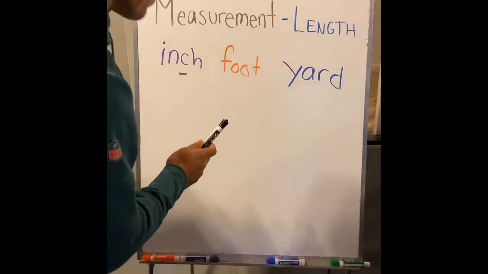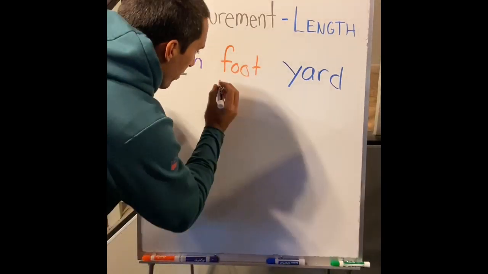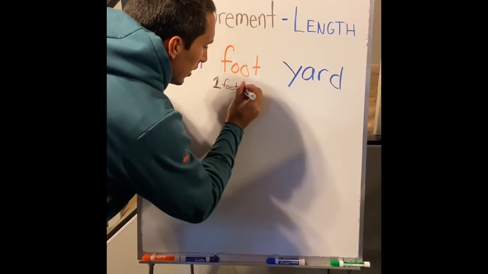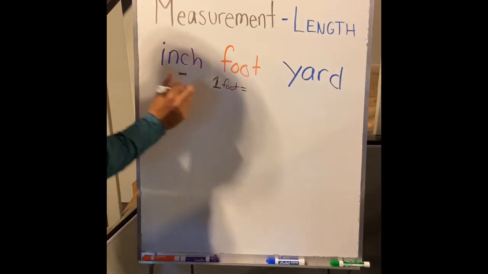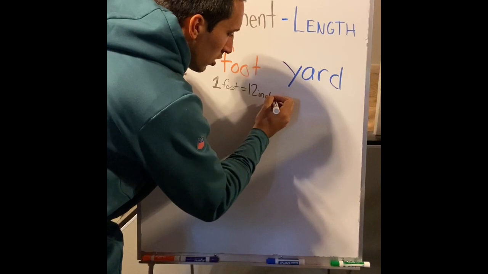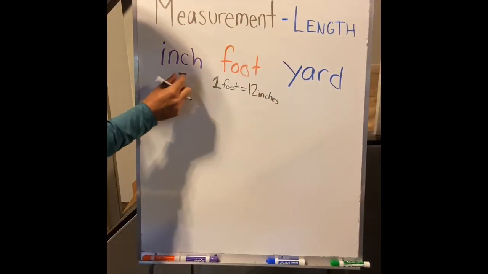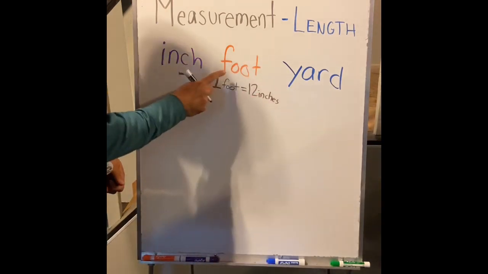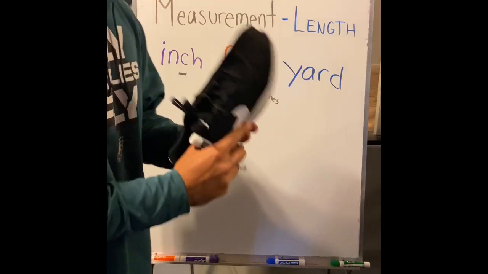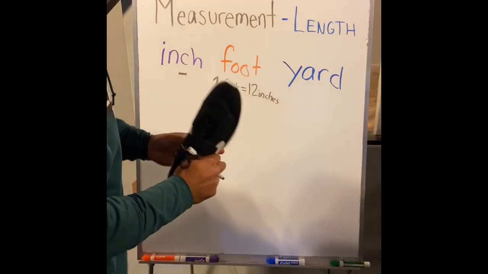The next unit of measure is our foot. 1 foot equals 12 inches. So if we add up 12 inches, 1, 2, 3, 4, 5, 6, 7, 8, 9, 10, 11, 12, it would equal 1 foot. An example of a foot is my shoe. My shoe is exactly 12 inches.